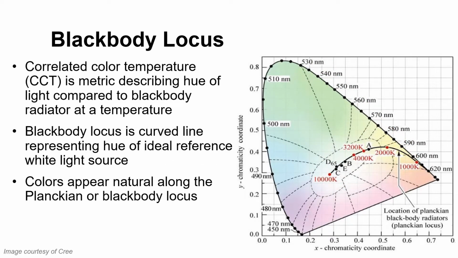A related color metric is correlated color temperature, or CCT, which describes the hue of a light source and its emission compared to an idealized blackbody radiator at a given temperature. As the radiator heats in temperature in kelvins, its color emission changes from visually warm to visually cool. This is plotted on the CIE color space as the blackbody locus, a curved line expressing a composition of white light under which most people would perceive colors as appearing natural.